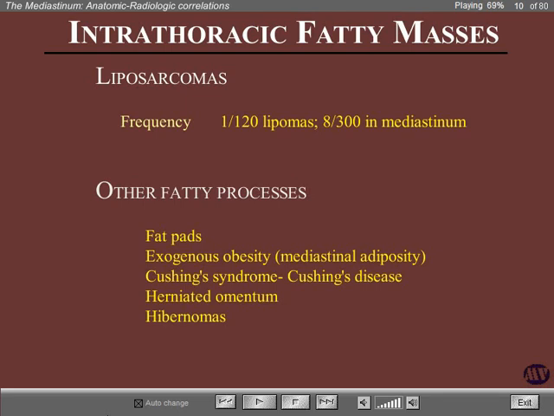Other fatty processes that can be seen in the chest are the fat pads that we previously described, exogenous obesity, or what I call the mediastinal adiposity, as seen in obese individuals, and particularly those patients taking corticosteroid medication, Cushing's disease or Cushing's syndrome, herniated omentum, and a very special fatty tumor that is seen in bears and rarely in different parts of the abdomen and retroperitoneum, called hibernomas.